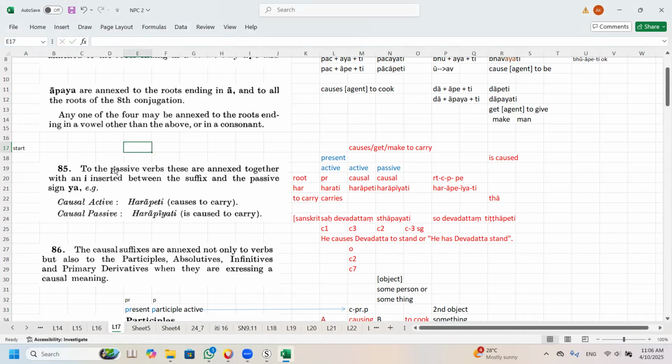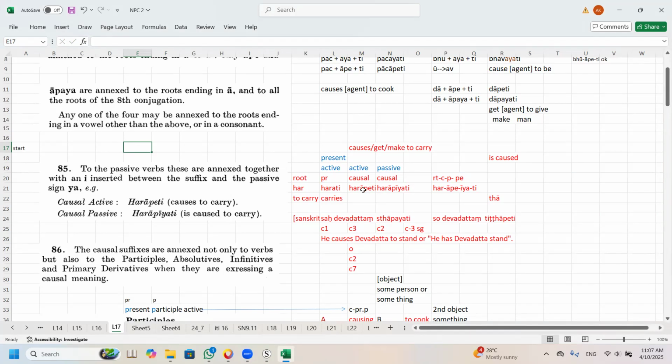Okay, number 85. The passive words are annexed together with E inserted. E is inserted between the suffix and the passive. Here, can you see this is the root, this is the present tense? That means this is active, passive.